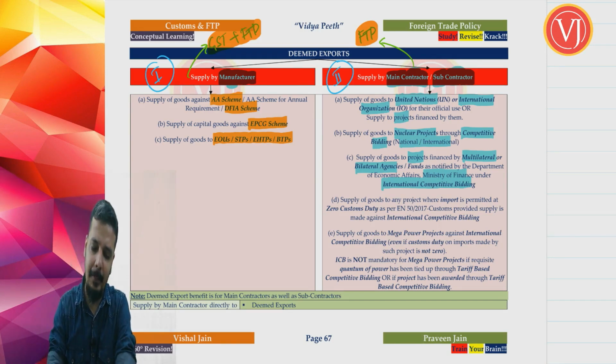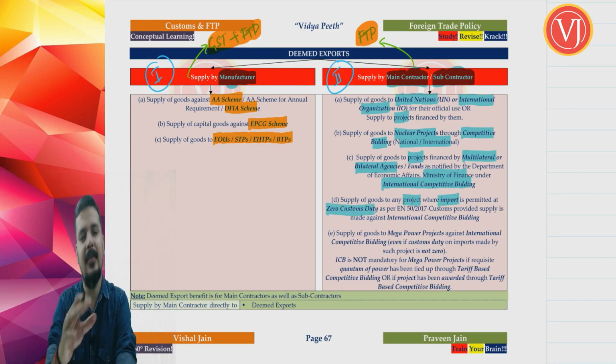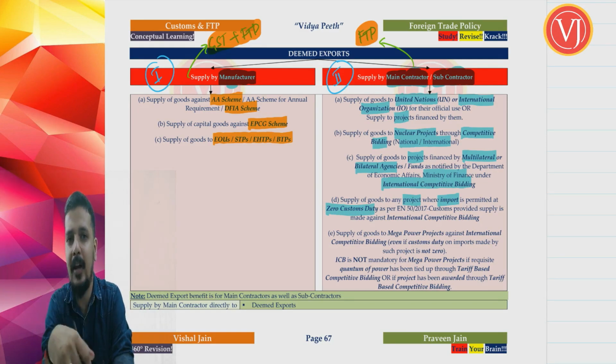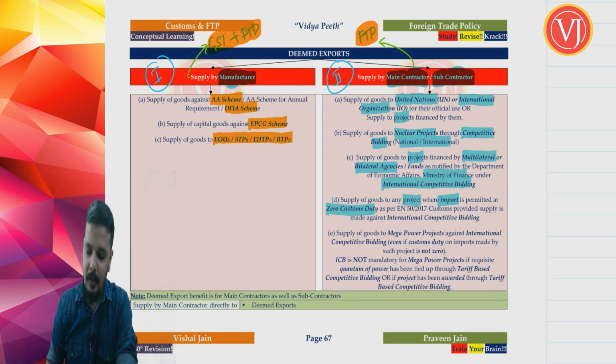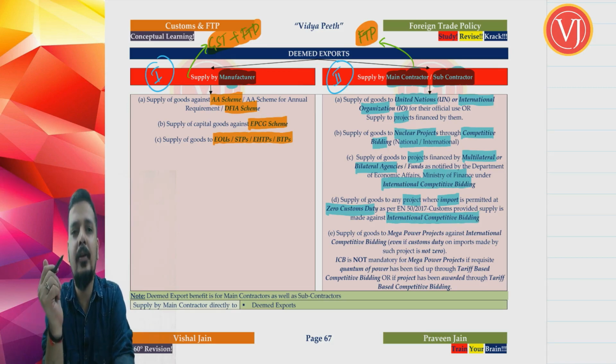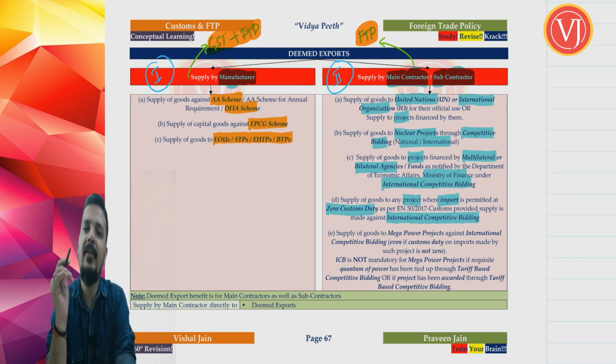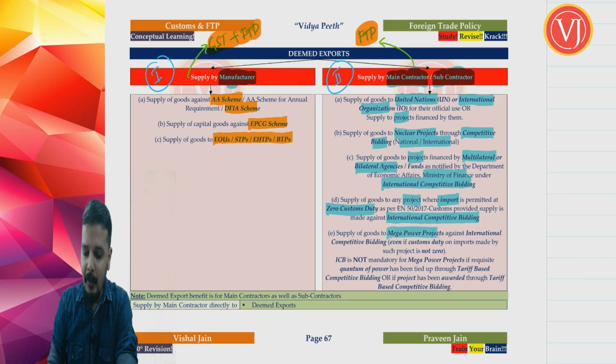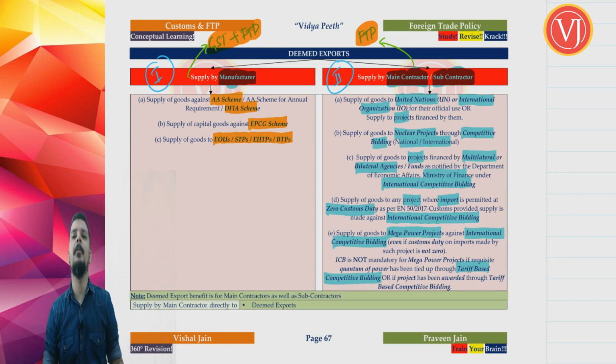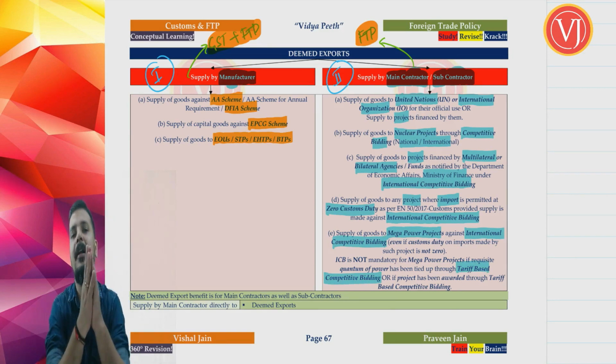Next, friends, we are talking about the supply of goods to a project where import is permitted at zero customs duty, which means that you can import it without any customs duty, and that customs exemption is under notification 50/2017 Customs, and again that project is also selected through international competitive bidding. And friends, the last scenario is supply of goods to mega power projects, which is through international competitive bidding. There is no condition of zero customs duty and all, or it is through tariff based competitive bidding.